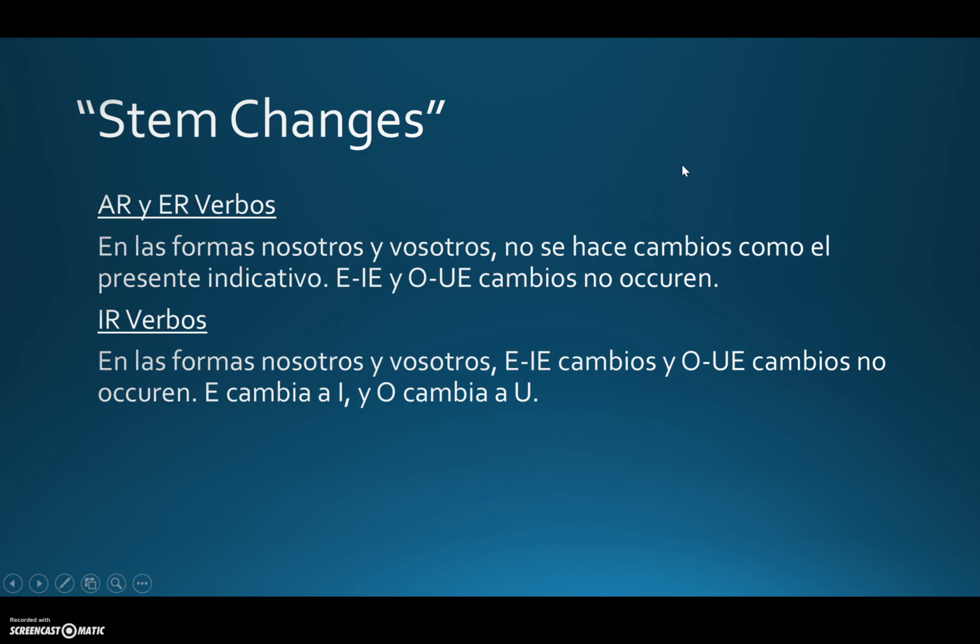También tenemos stem changes. So with AR y ER verbos en las formas nosotros y vosotros no se hacen cambios como el presente indicativo. So the E to IE and O to UE changes do not occur. They simply stay the same. So the E stays an E and the O stays an O in the conjugations. But with IR verbs, en las formas nosotros y vosotros, the E to IE changes and the O to UE changes occur in a different way. So E cambia a I y O cambia a U.